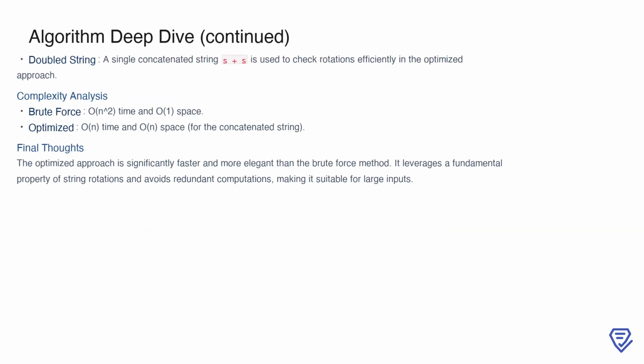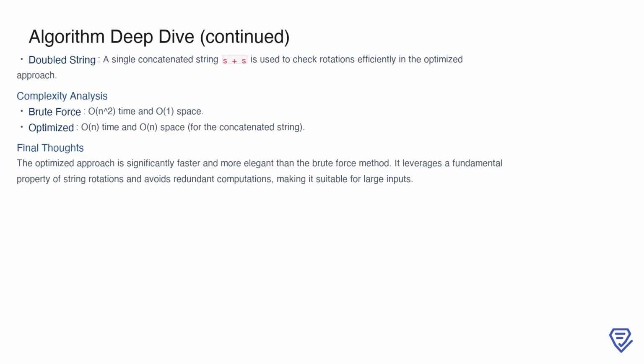The optimized approach introduces the use of a doubled string, which is the concatenation of S with itself. This single string allows us to check for rotations efficiently without generating them explicitly. In terms of complexity, the brute force approach has a time complexity of O(n) squared, due to the repeated generation and comparison of rotations, while its space complexity is O(1).